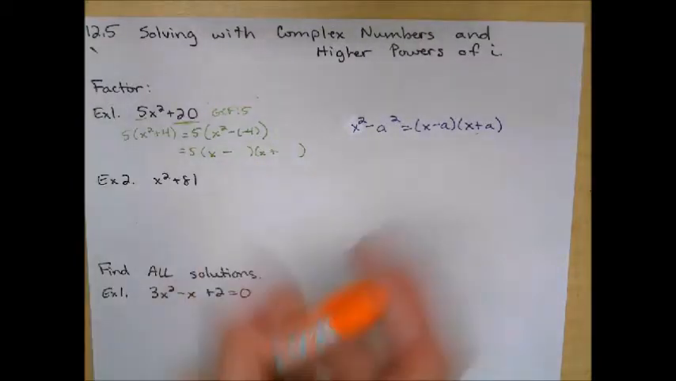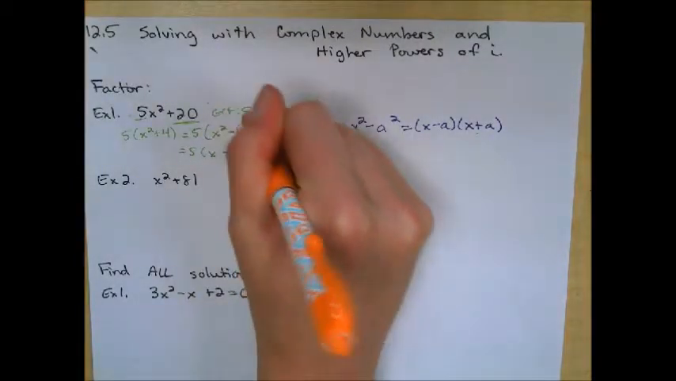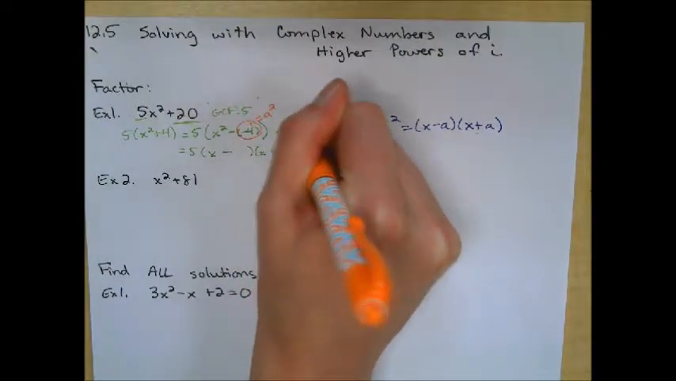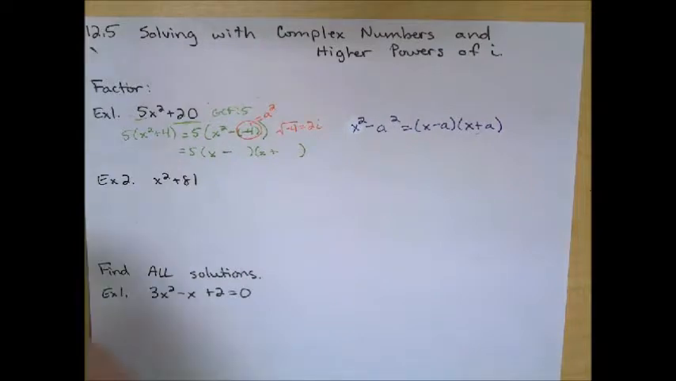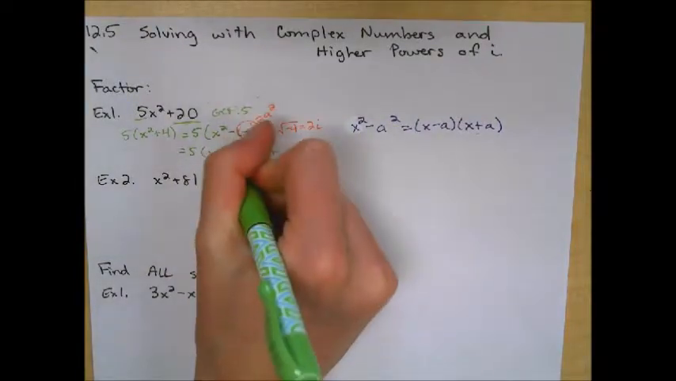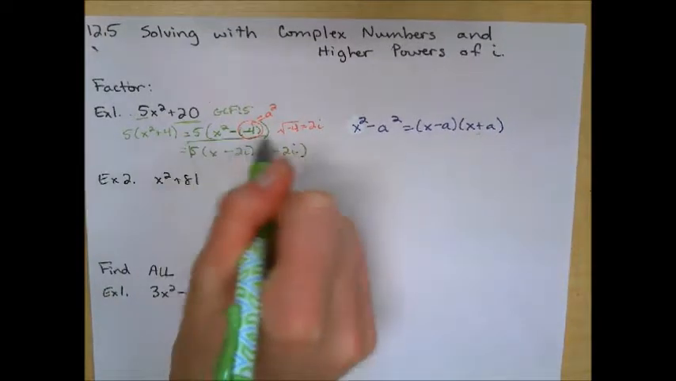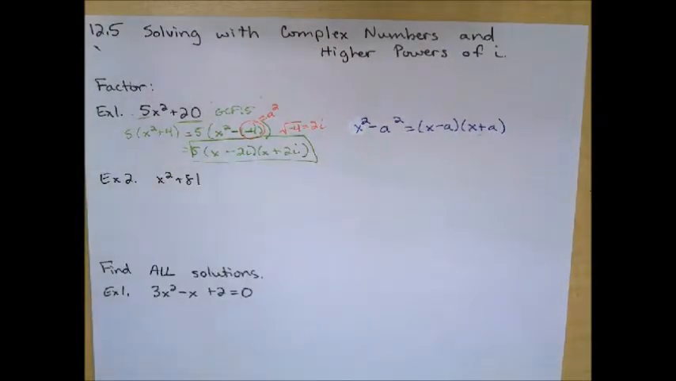So what am I taking the square root of? This is my a squared. The square root of negative 4 is 2i. I have negative 2i and positive 2i. So that's how I factor it.